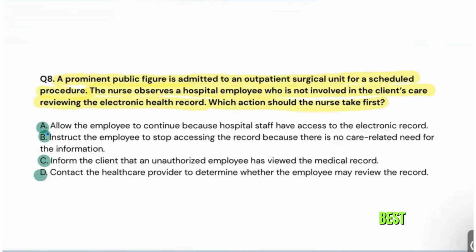For this question, the best answer is going to be letter B. Employees may access health information only when needed for their job or the client's care. A is incorrect. Employment does not permit unrestricted access. C is also incorrect. Stop the privacy breach first. And letter D is also incorrect. Provider permission does not authorize unnecessary access. Let's go to the next question.